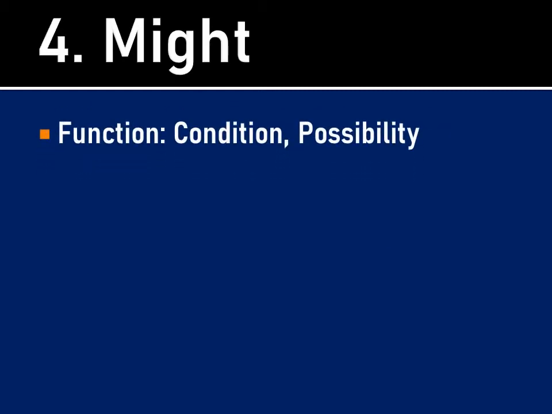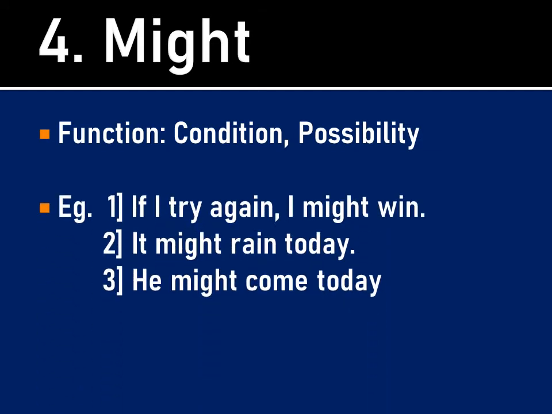Let's look at might. Might is used to show condition and possibility. Let's look at the examples. If I try again, I might win. So there's a condition here. I might win if I try again. It might rain today. Here it denotes possibility. It may be possible. It might rain. He might come today. Again, a possibility is seen with the use of the modal verb might.